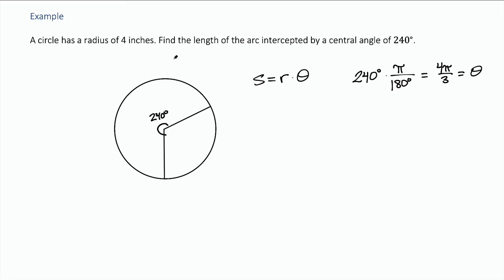And we, of course, know the radius is 4 inches. So the arc length is 4 times the 4 pi over 3. And that gives us 16 pi over 3. And that's going to be in inches. We're talking about the length of the arc, and our radius was measured in inches. So you can see that with the radian measure of an angle, this is a very, very quick way to compute that length of the arc. So that's the distance from here all the way around the circle to there. That's that length.